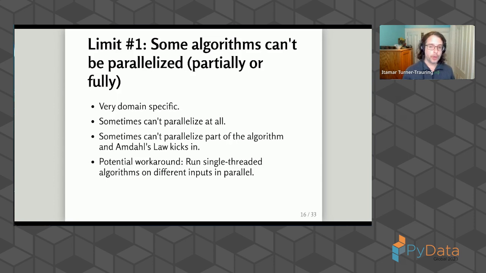And when it isn't, there are workarounds. In particular, even if the algorithm can't run in parallel, if you have to process 100 files, and those files can be processed independently, then you can run a single-threaded algorithm on multiple files in parallel. So file 1 is on one core, file 2 is on another core. So even if the algorithm isn't parallel, you might still be able to get parallelism. So it's not as big a constraint as it can be. This assumes, though, that you have multiple inputs. If you just have one giant input that you can't split up, then you're stuck.